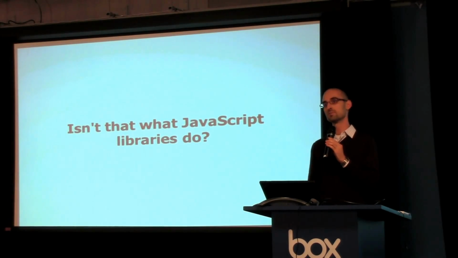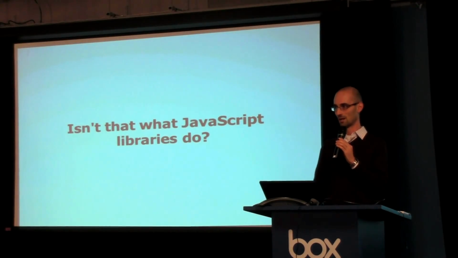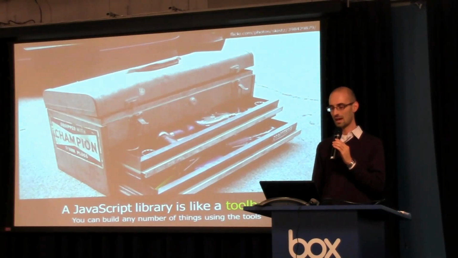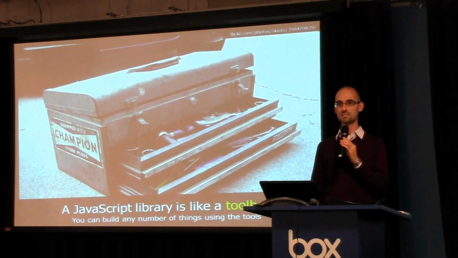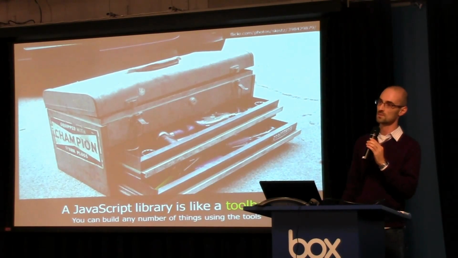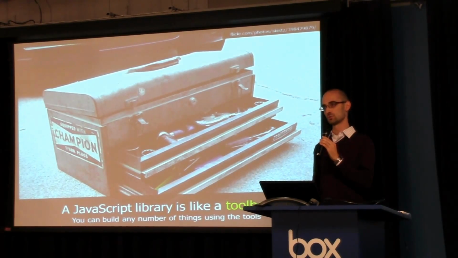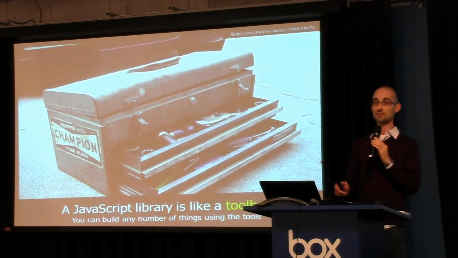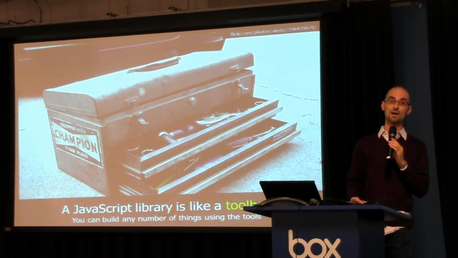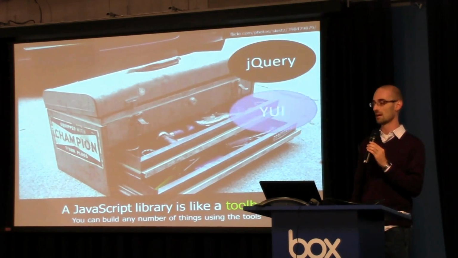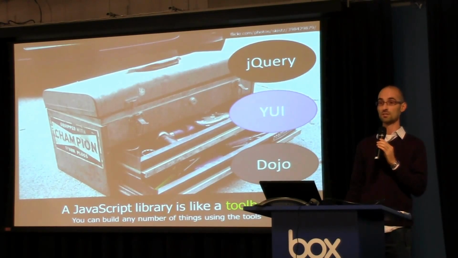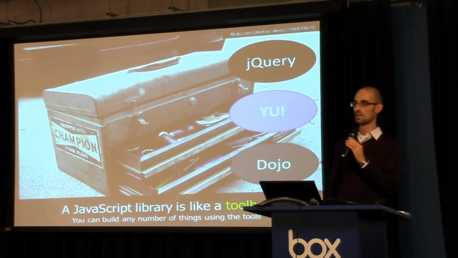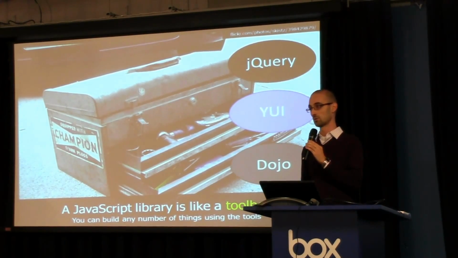A lot of people say, well, I'm using a framework. I'm using jQuery, I'm using Dojo, I'm using YUI. Those are actually libraries, and those function like toolboxes. There's all kinds of little tools in those toolboxes that you can use to build whatever you want. But it's not a way to build an application on its own. Right? You still have to tie those pieces together into some sort of logical order in order to make it work.